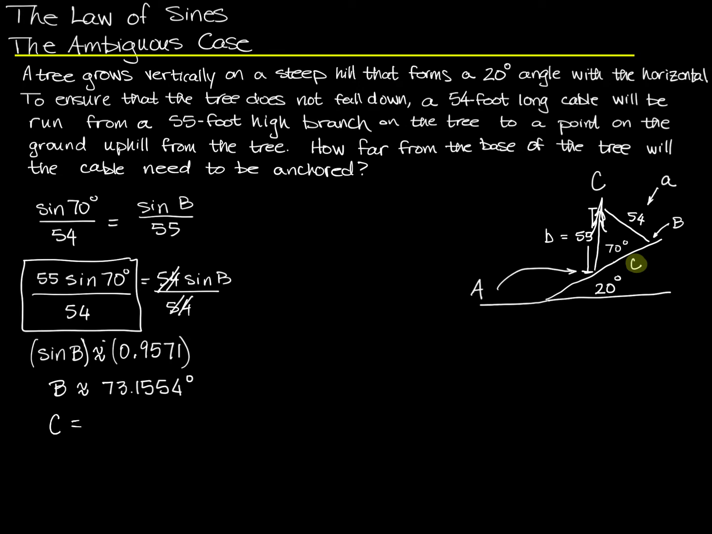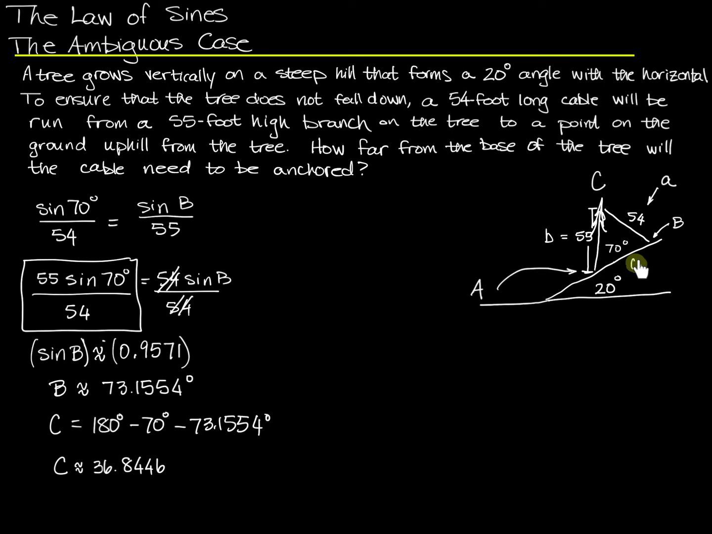Angle C is going to be equal to 180 degrees minus 70 degrees minus 73.1554, or more accurately, 73.15542287, and even more, because I still have it in my calculator. So I'm going to type 180 minus 70 minus second answer. When I hit enter, I get 36.8446. So now I have angle B and angle C.